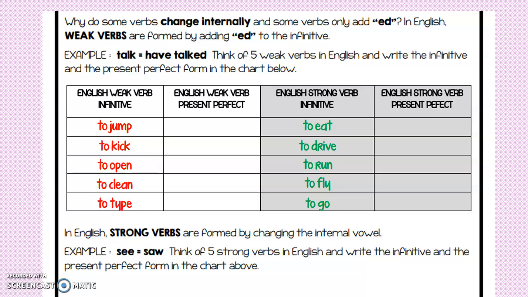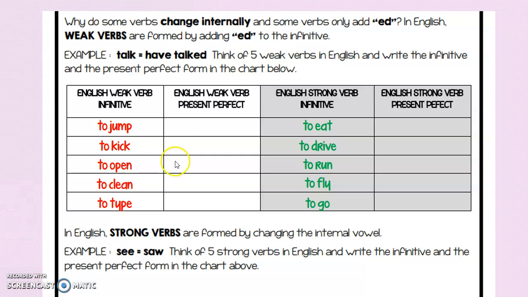The first thing we have to do when we start this is decide, is a verb strong or is it a weak verb? So strong verbs, weak verbs. It's important to keep the distinction. If you look at the chart, an easy way to tell if a verb is weak or strong is asking yourself, does it add ed to make the past tense? If it does, it's weak. If it changes internally in English, it's strong.